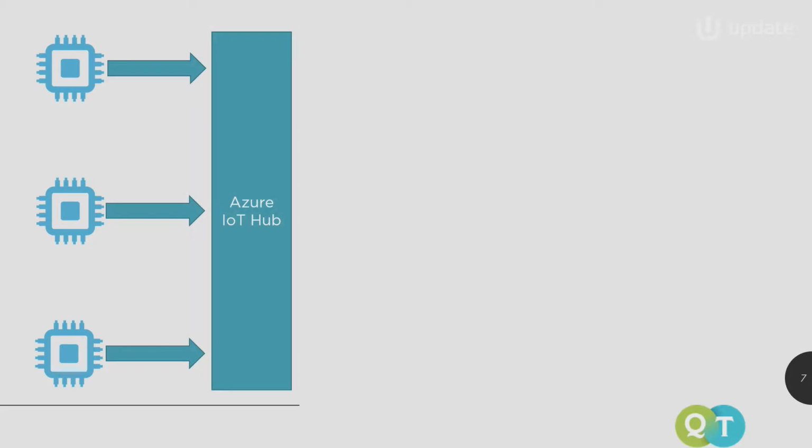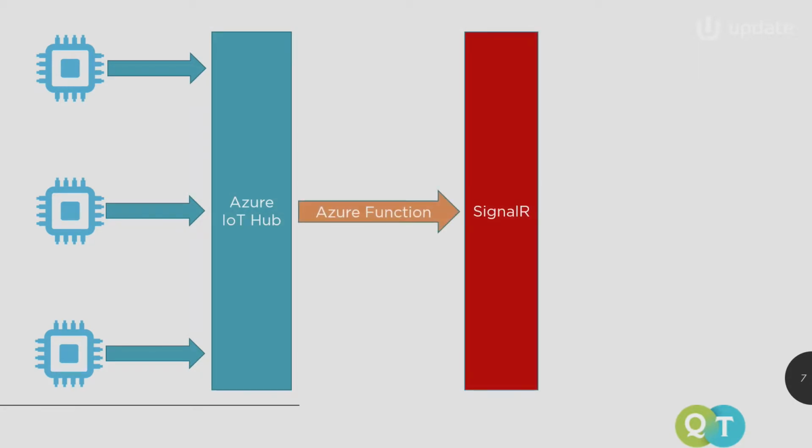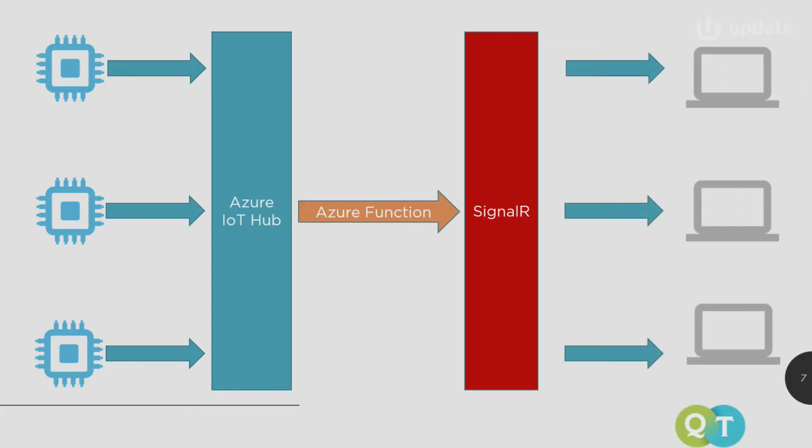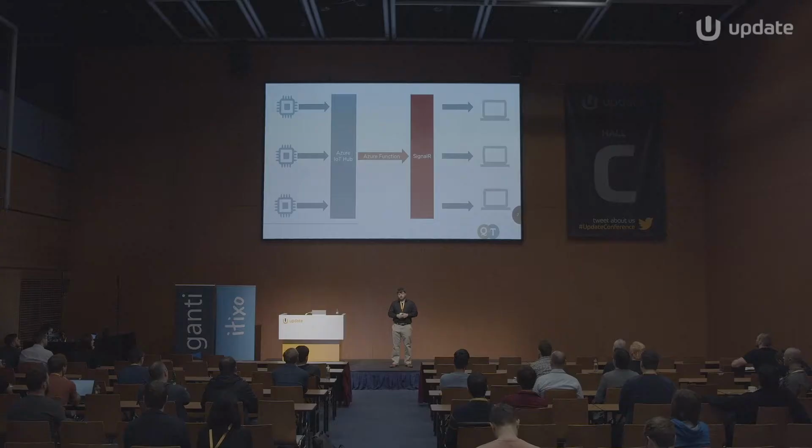So what we're going to do is talk about how to take some devices, and then connect those devices to Azure IoT Hub, and then use an Azure function to send the messages from Azure IoT Hub to the SignalR service in Azure, and then push from the SignalR service down to any number of devices that are listening. In this case, it's just going to be my PC running Unity.